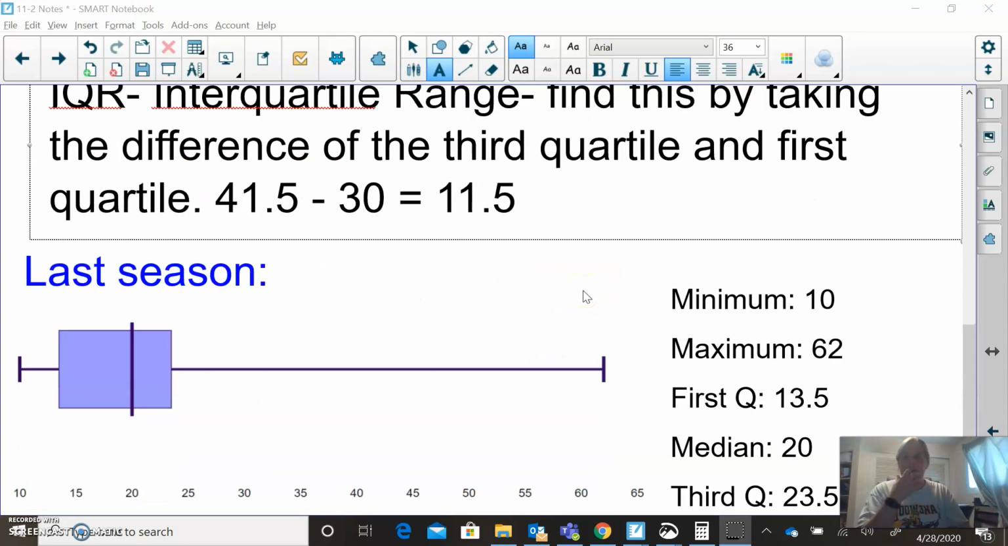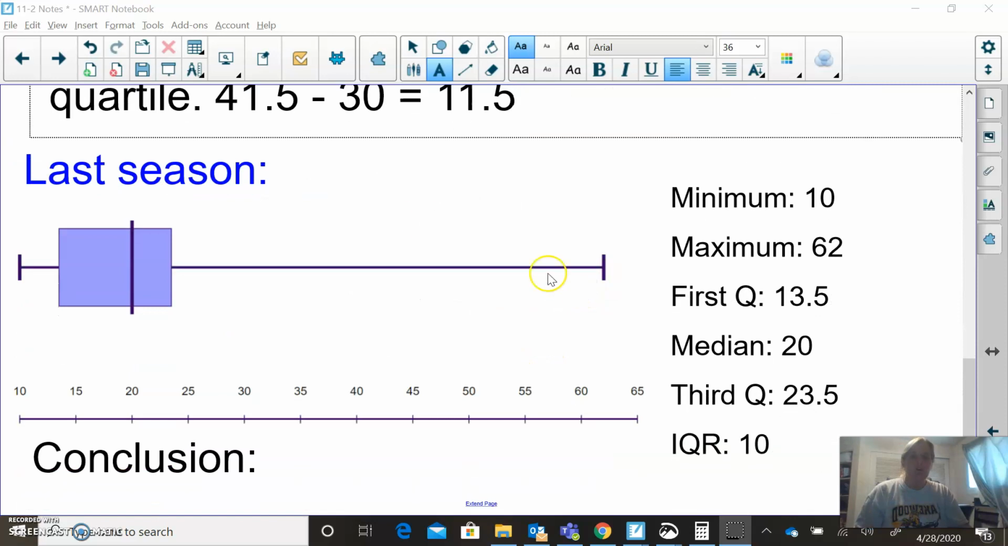So let's also look at last season's data. So last season, okay, our minimum was 10. Our max was 62. Okay, the median is at 20. First quartile is at 13.5. And third quartile is at 23.5.